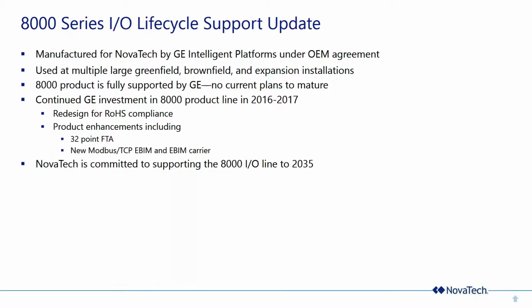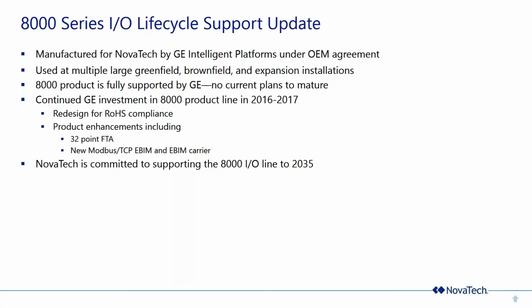So is there a future to 8000 I/O? Yes, there is. 8000 I/O is manufactured under an OEM agreement by GE for NovaTech. It's being used currently at greenfield and brownfield sites, and it's being used for expansion installations throughout the world. It's fully supported by GE, and GE has no plans to mature this I/O. And to bring some proof to that, anybody can make that statement, but I'd like to offer you concrete proof to that. GE is continuing to invest heavily in the 8000 I/O product line.